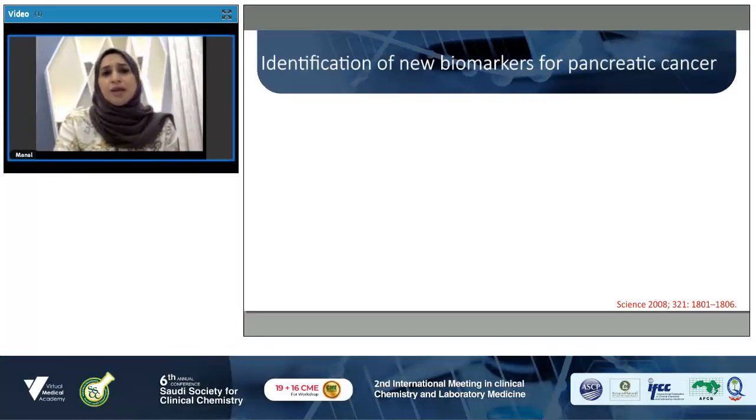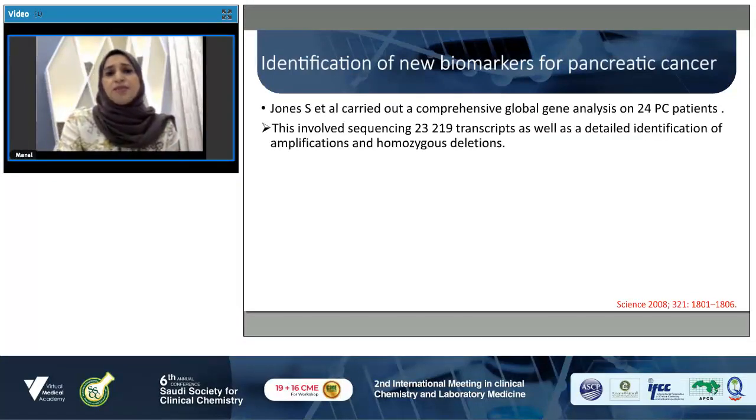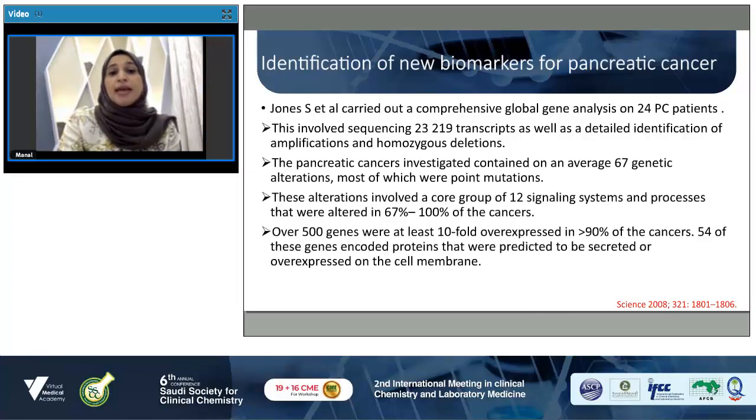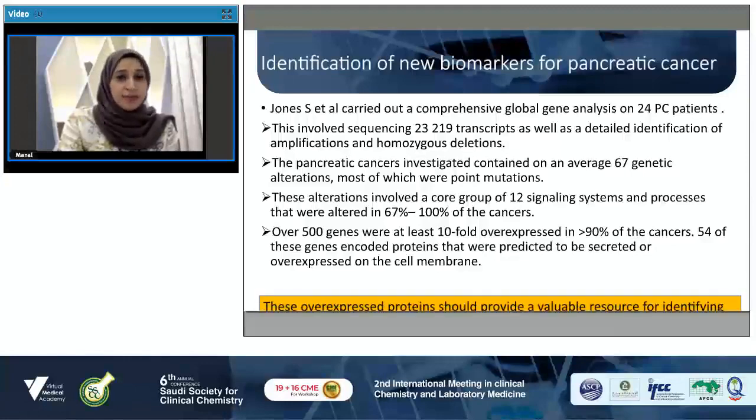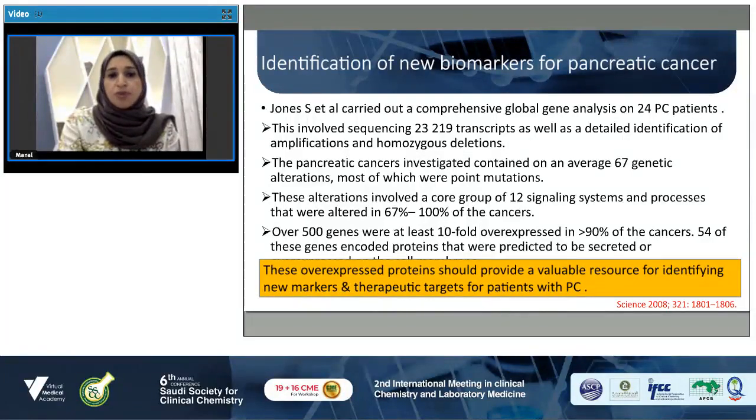Given all that about CA19-9, we probably need to identify a new biomarker. In 2008 in Science, John and his group carried out a comprehensive global gene analysis on 24 patients, involving more than 23,000 transcripts. They identified over 500 genes that were at least 10 times overexpressed in more than 90% of the cancer patients. And 54% of the genes encoded proteins that were predicted to be secreted or expressed on the cell membrane. These overexpressed proteins should provide valuable resources to identify new markers and therapeutic targets for patients who have pancreatic cancer.